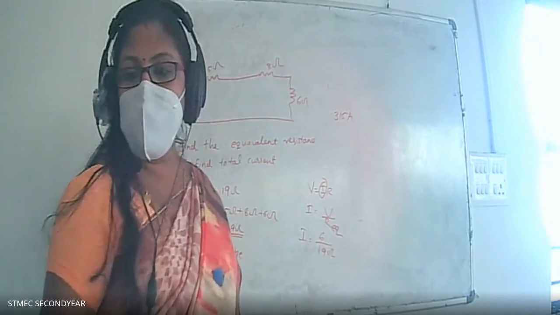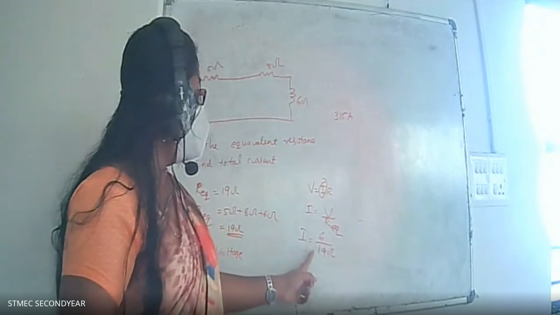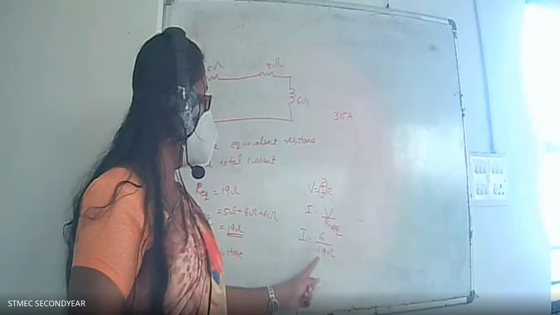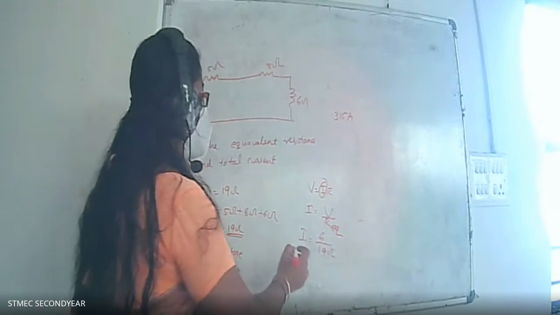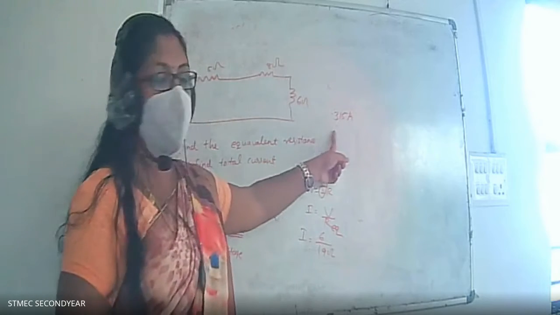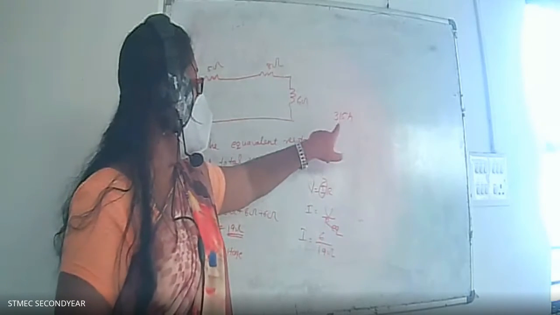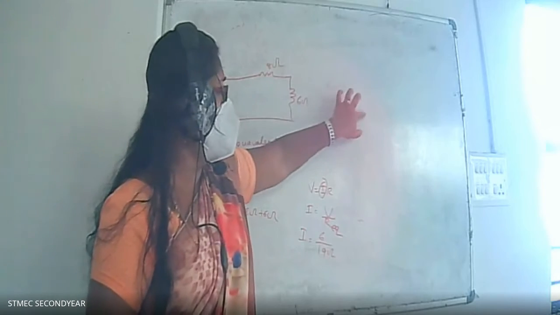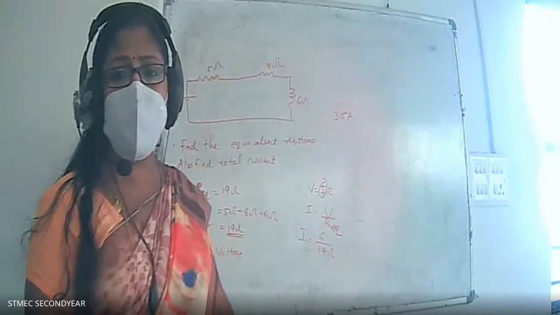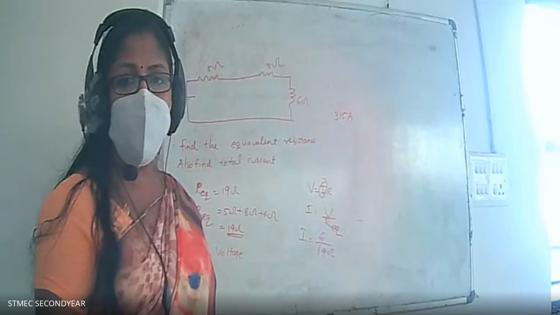I am not having the calculator. If you have the calculator, you can just type it. 6 by 19 ohm is equal to, she said that it is 0.315. Let me ensure, is this answer right? Anybody calculated this value, 6 by 19 ohm?